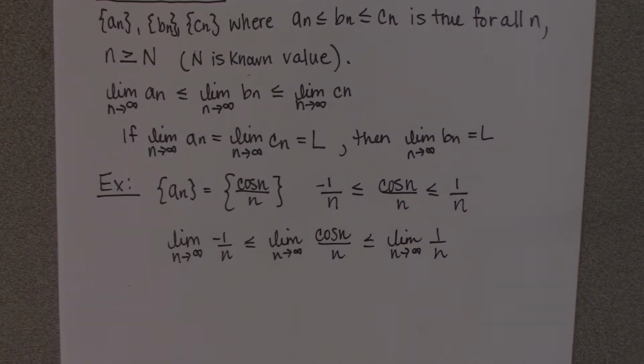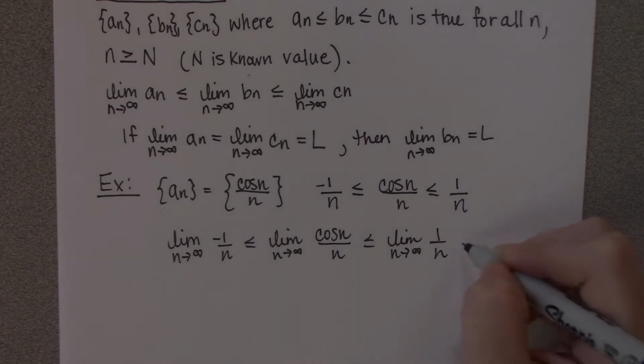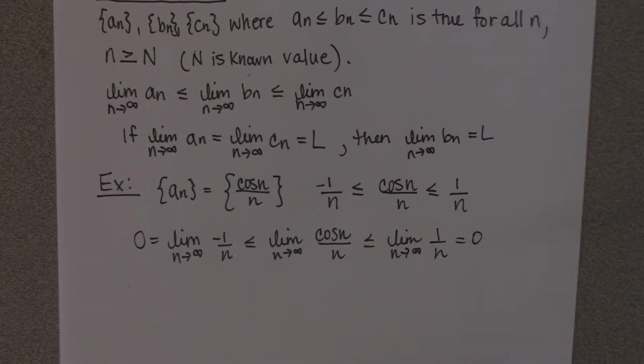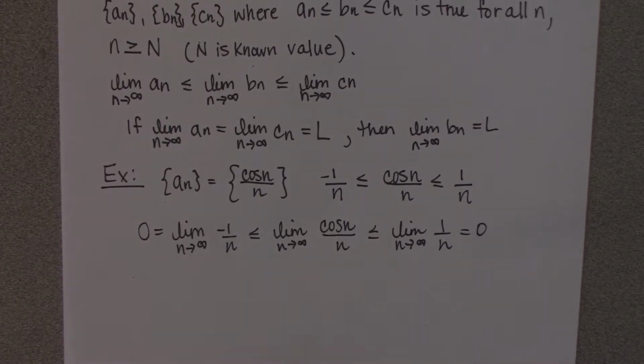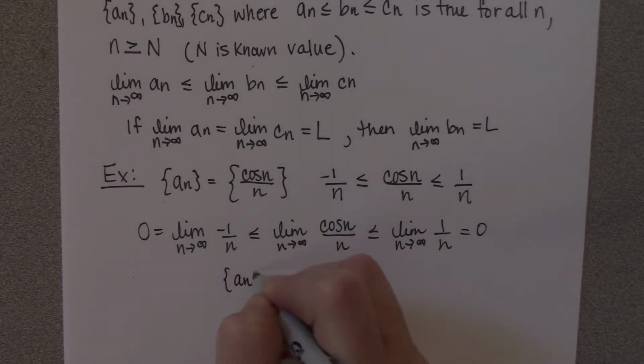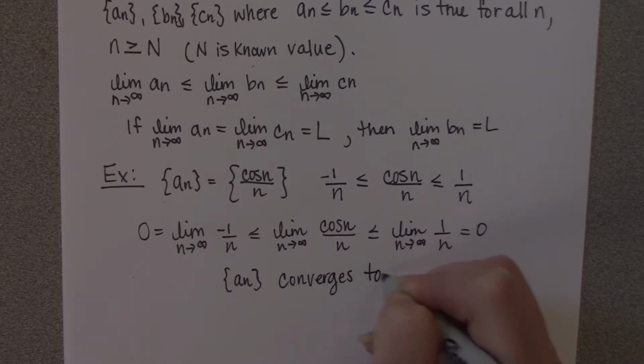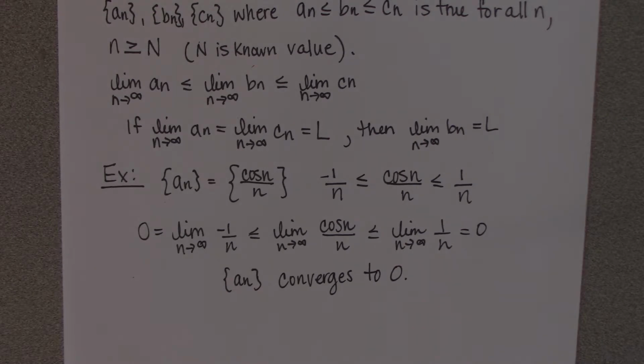And the idea here too is you want to try to choose things that you kind of know the answer to. I mean, that's kind of the point of this, is like we don't just want to pick something, we want to pick something that we can actually evaluate. So the limit of 1 over n as n goes to infinity is 0, and the limit of -1 over n as n goes to infinity is 0. So this is 0, this is 0. We've sandwiched cosine of n over n in between those two values. So now I can just say a sub n converges to 0.